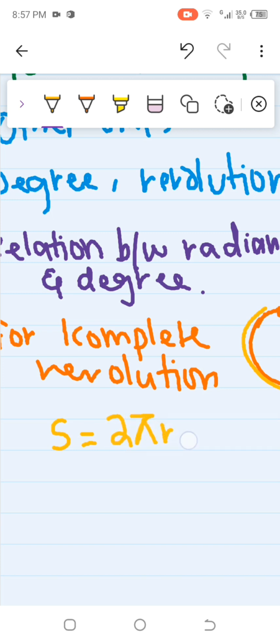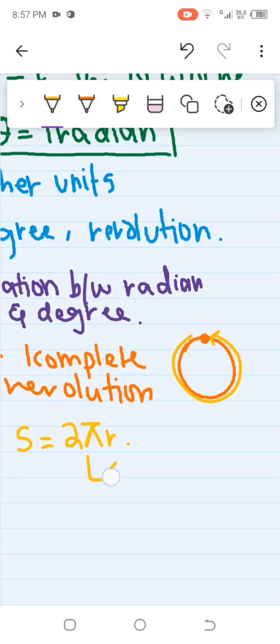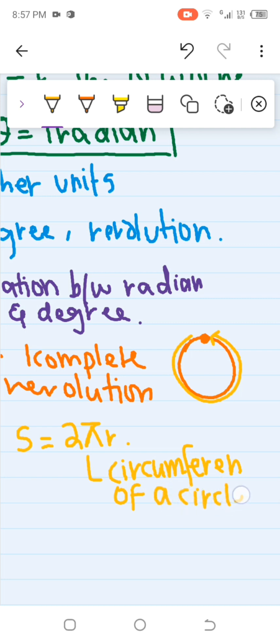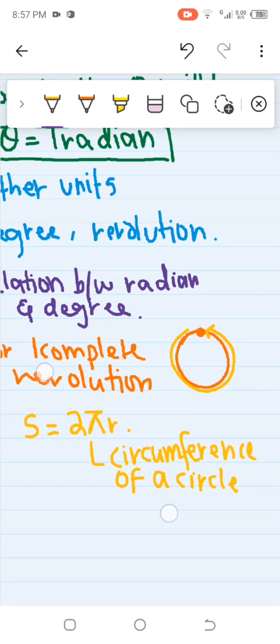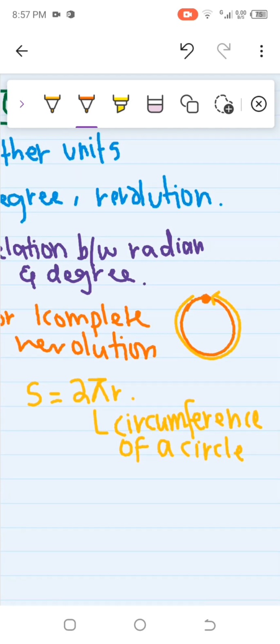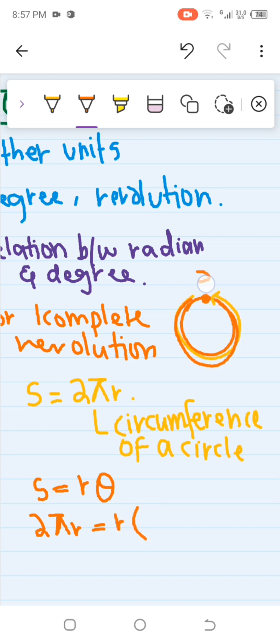Okay, which is what? Circumference of a circle. Circumference of a circle 2 pi r, and here we have the formula which is s is equal to r theta. Now s is given, which is 2 pi r, the circumference of a circle, is equal to r theta, and you know that in one revolution theta will be equal to 360.